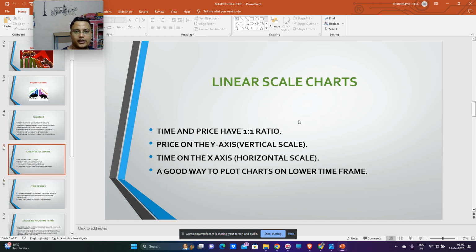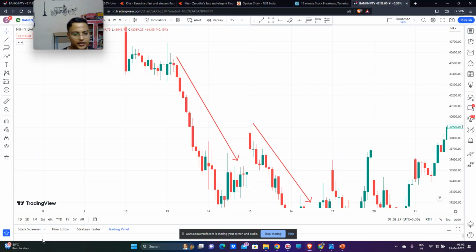Next, what are the types of scales we use? Okay, we use a linear chart. The time is on the x axis, and the prices are on the y axis. I can take you here. Now you can see very well.